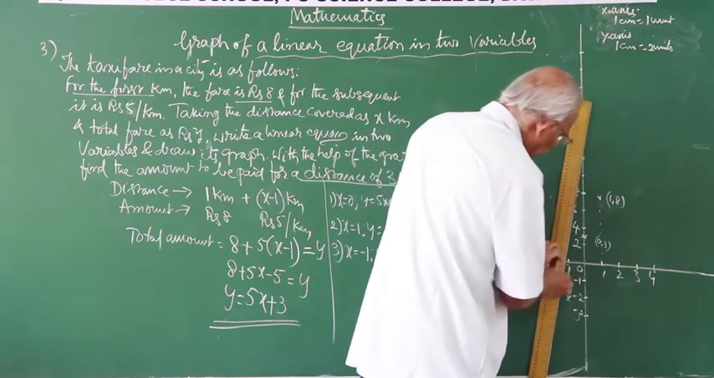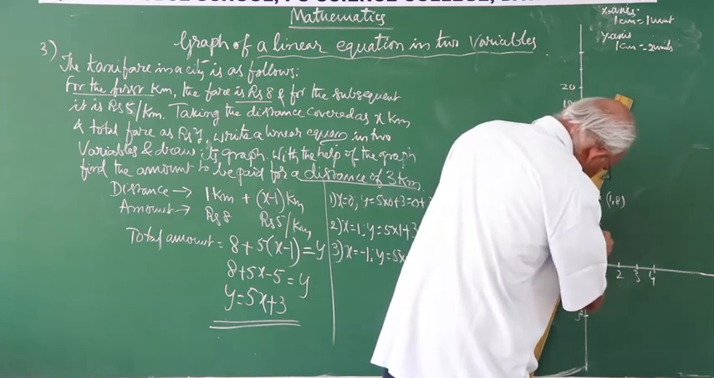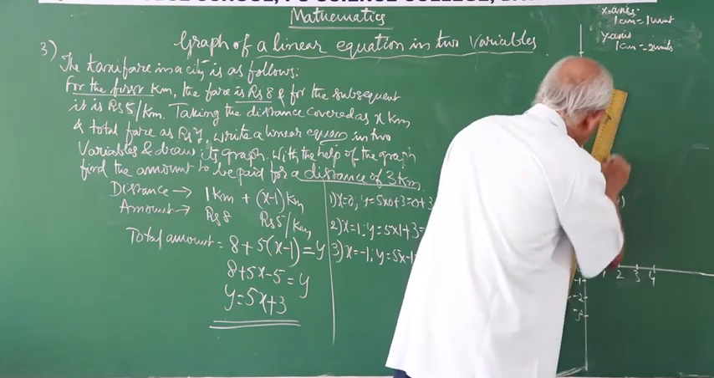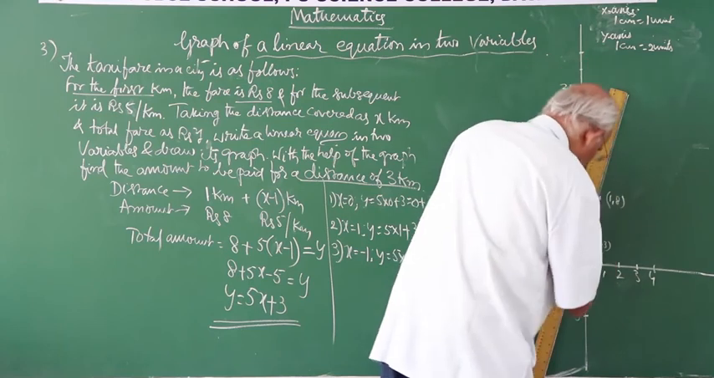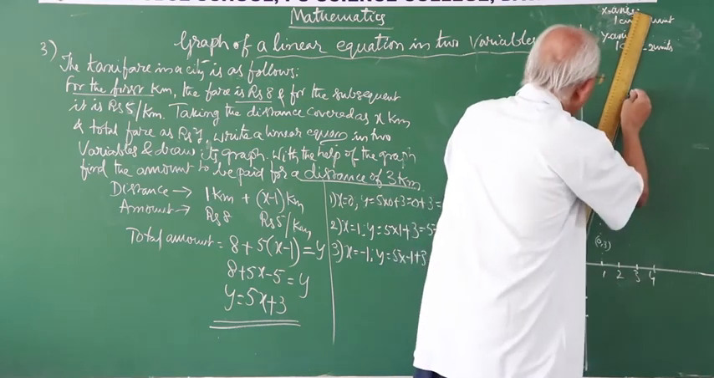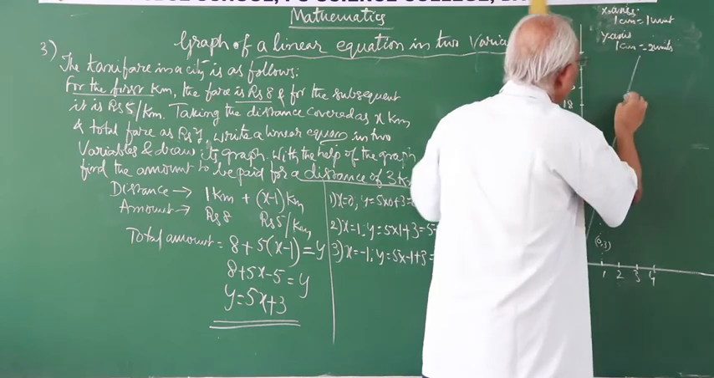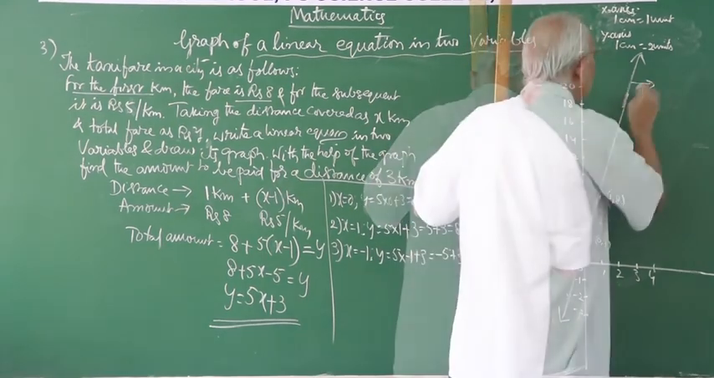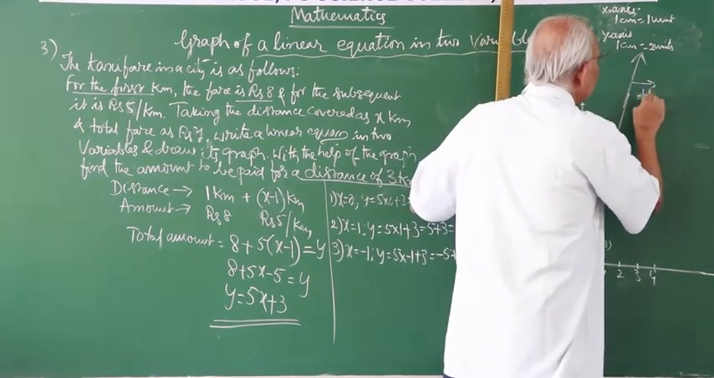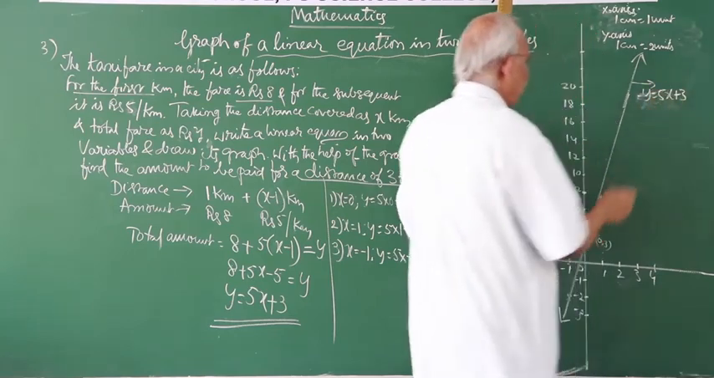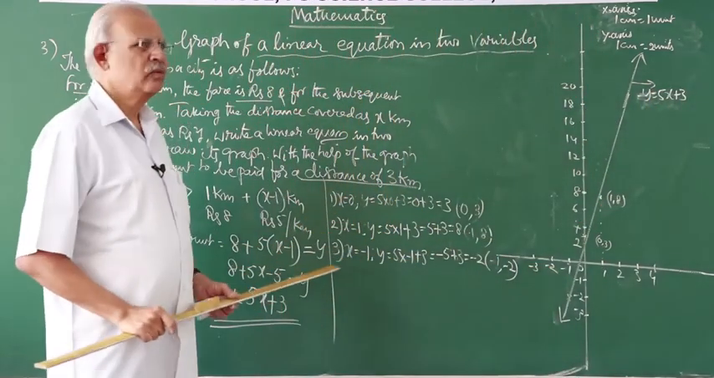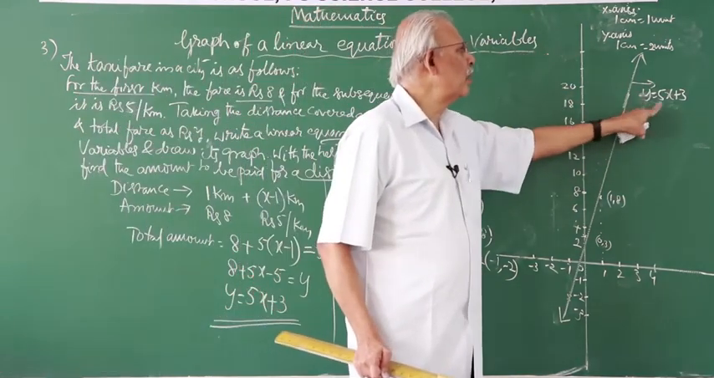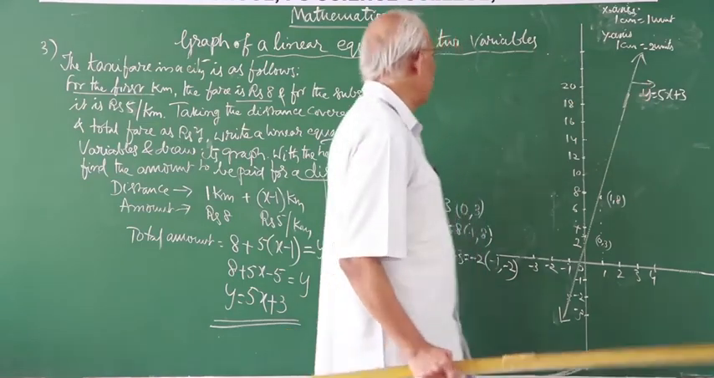Now join these 3 points. I have extended the line on either side. This line represents the graph of y equals 5x plus 3.